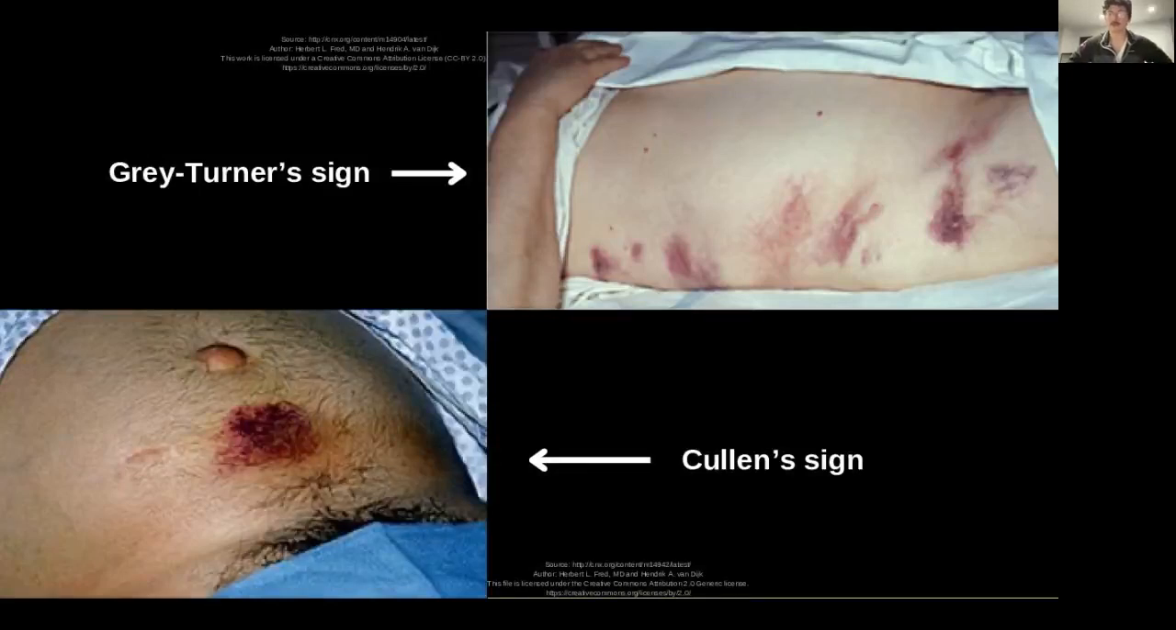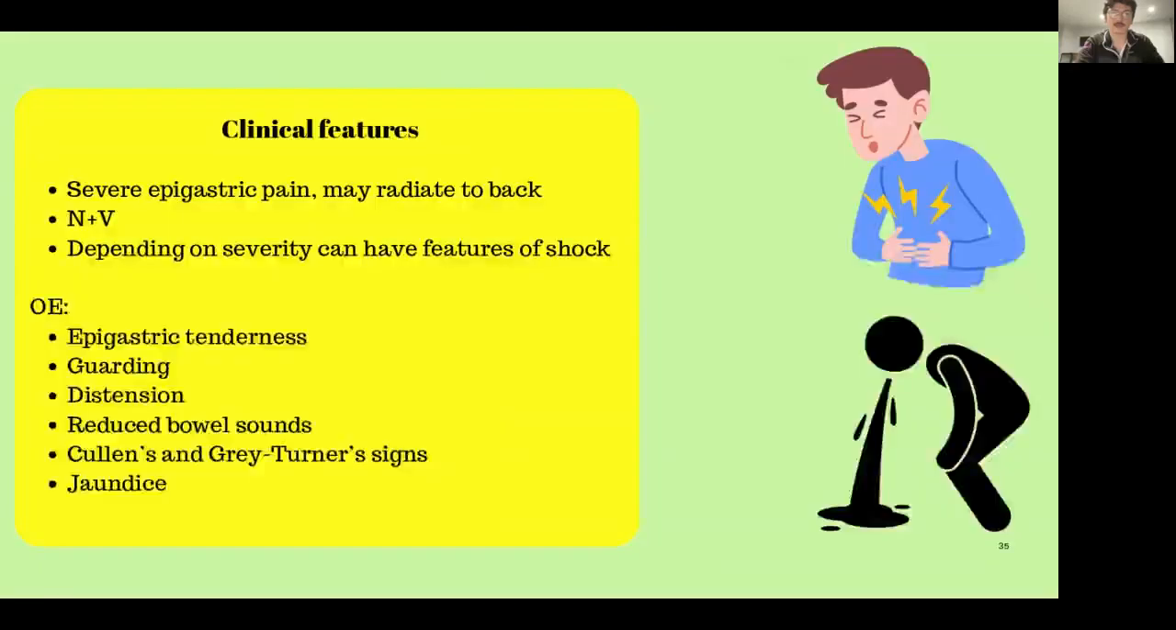If you remember the mnemonic, the P is for pancreas. You won't see these in every patient with pancreatitis, but it indicates it's become hemorrhagic, so blood vessels are getting digested. So we've touched upon the clinical features: severe epigastric pain radiating to the back, nausea and vomiting, features of shock. It can be quite severe, can be quite serious.